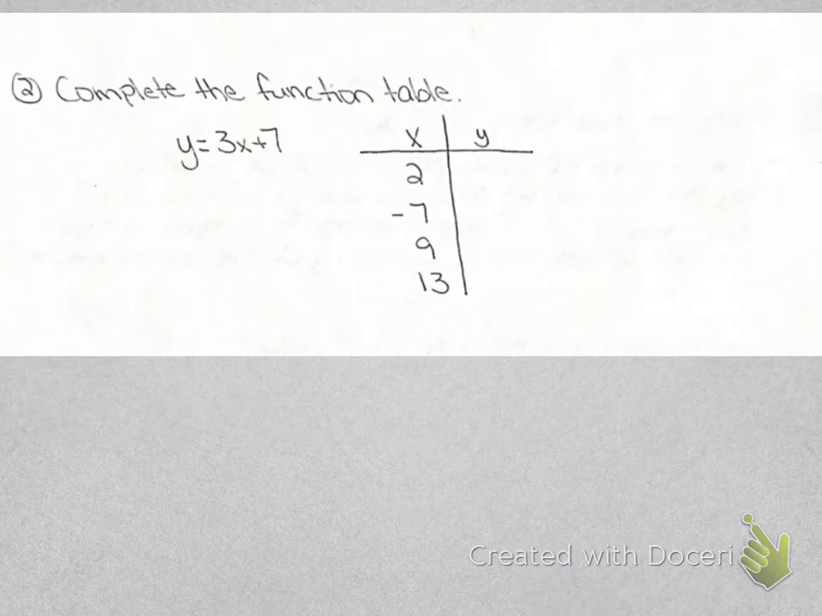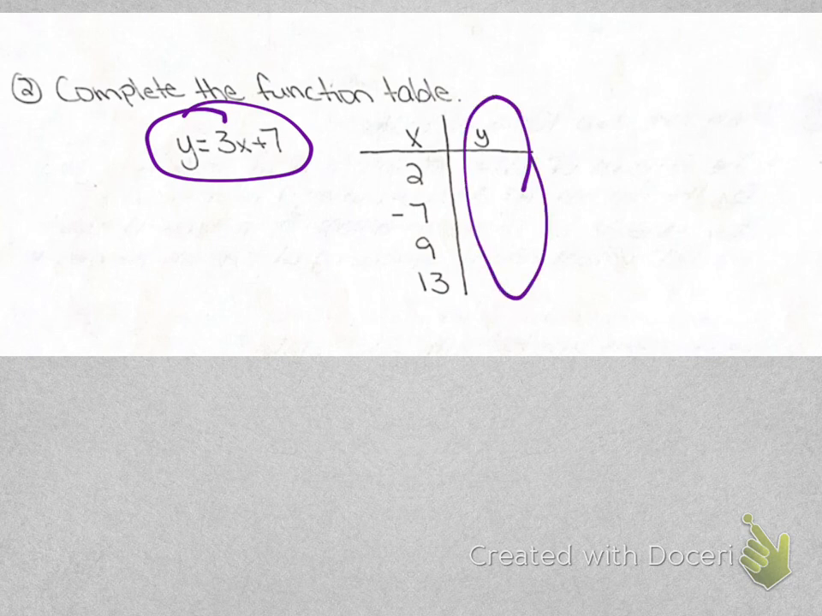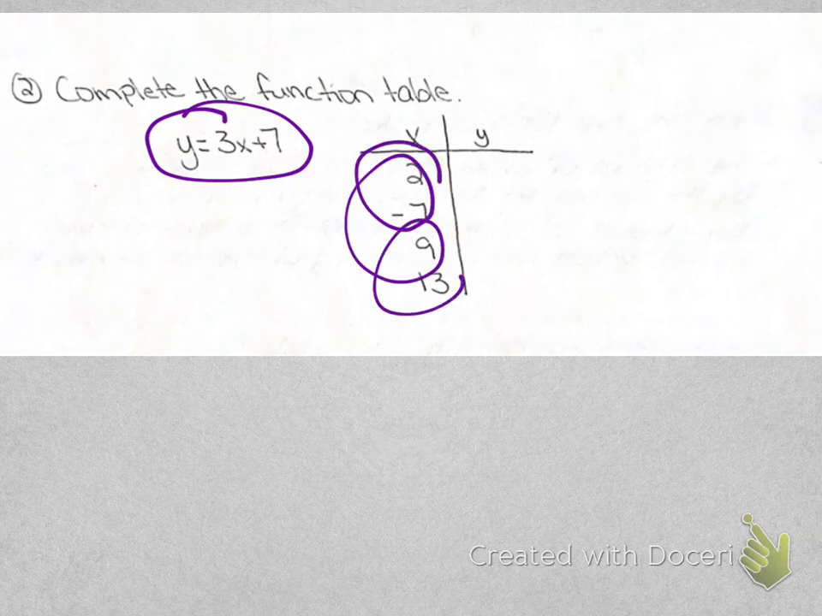Alright, number 2. Complete the function table. This is the same concept, except it gives us an equation instead of an input-output rule. So it gives you your x values. Your x values are your inputs. It's the number you plug in. You've got to find your y values. That's why this equation is y equals this, because that's what we're solving for. So you're taking 3 times x plus 7. These are your x values that you're going to do that on.